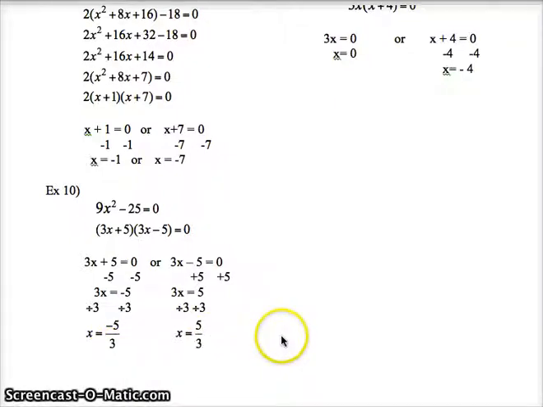Again, I want you to work on the puzzle sheet for practice, and then tomorrow we'll work on word problems in class.